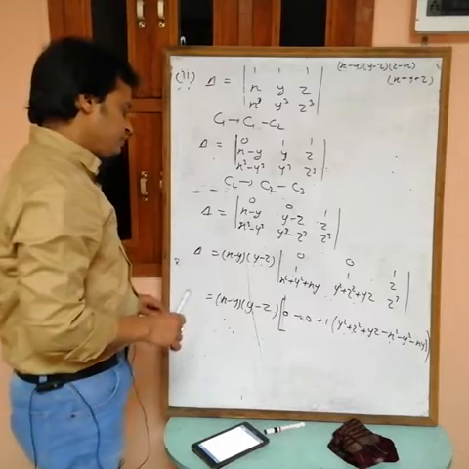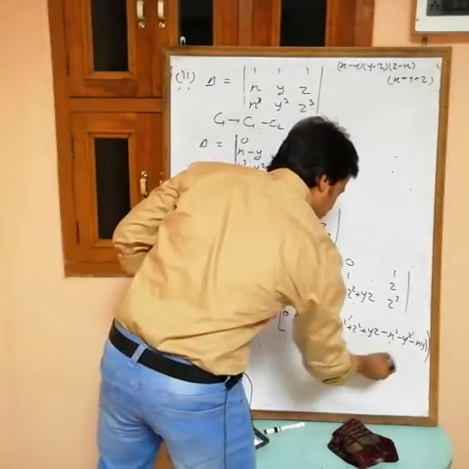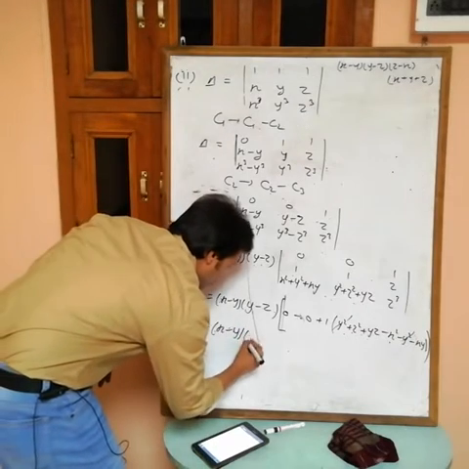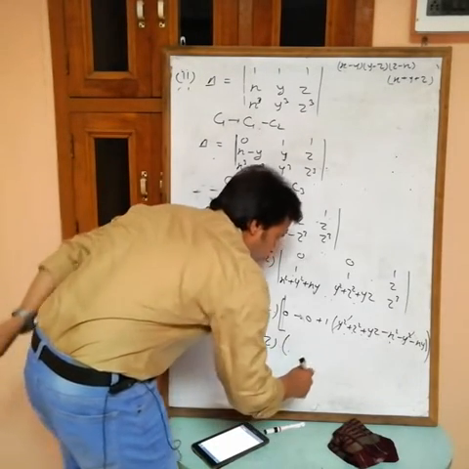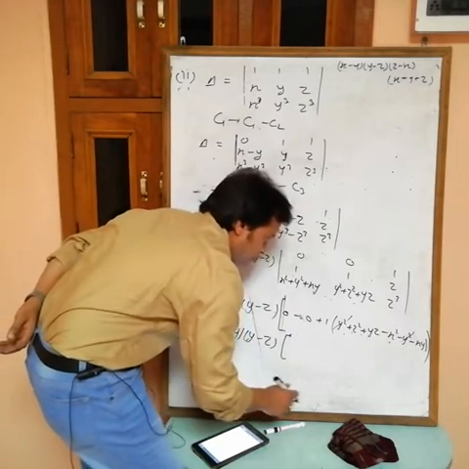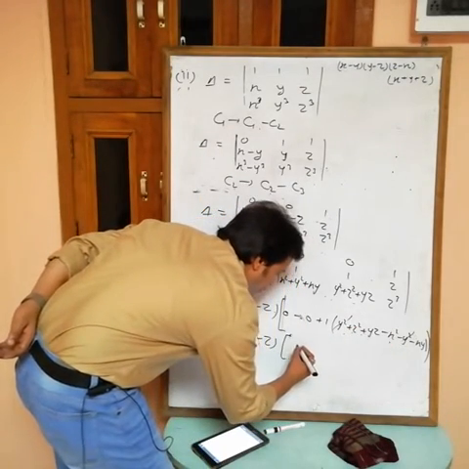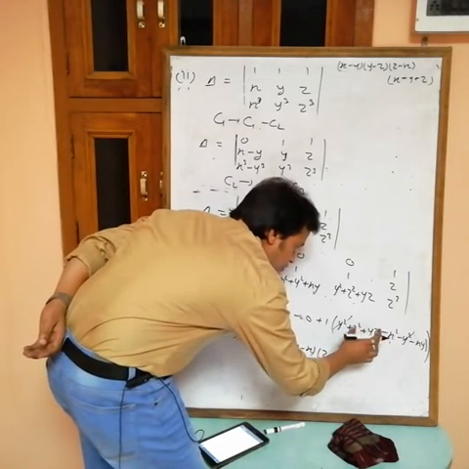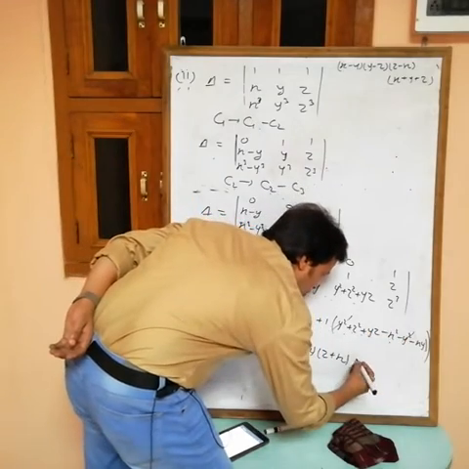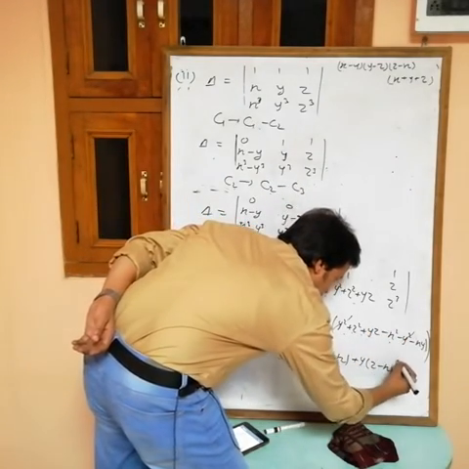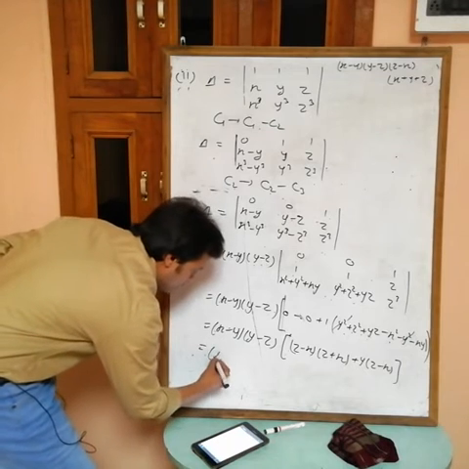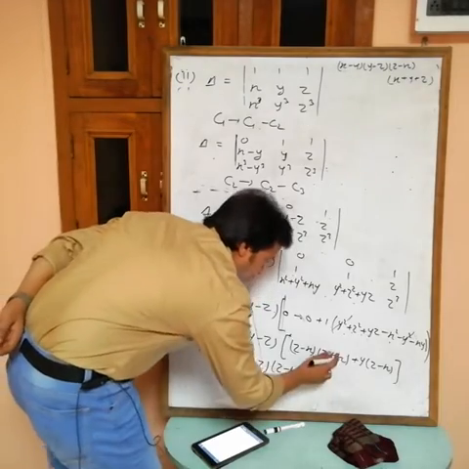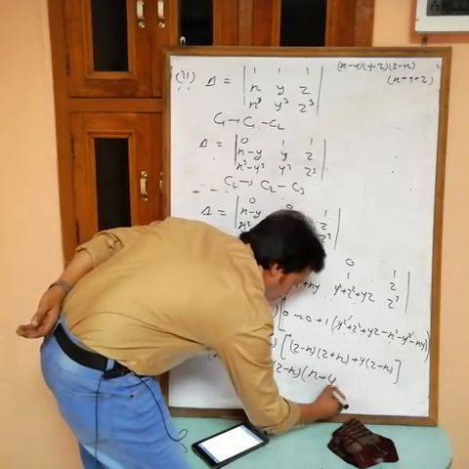Now see, y square cancels out. We have x minus y, y minus z, and in this one z square minus x square can be written as (z minus x)(z plus x). Now this one is done. In these two I can take y common, then z minus x. Now take common z minus x, then what you will get? z plus x plus y, it means x plus y plus z.